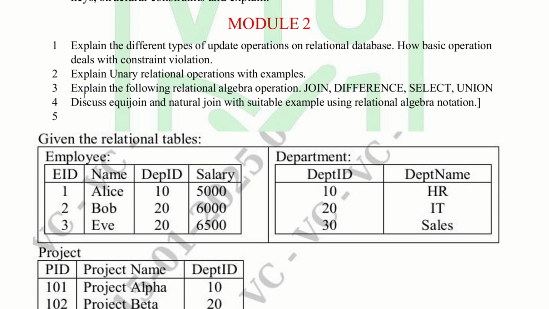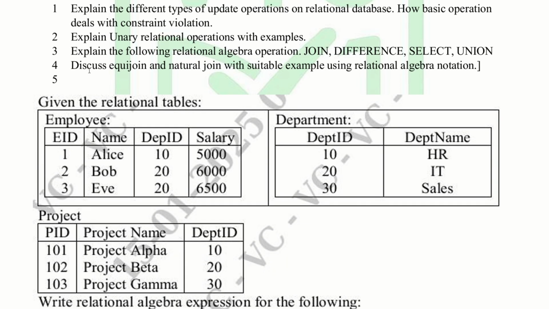Third question: Explain the following relational algebra operations: join, difference, select, and union. Fourth question: Discuss equijoin and natural join with suitable examples using relational algebra notation. The algebra notation we have to derive here.